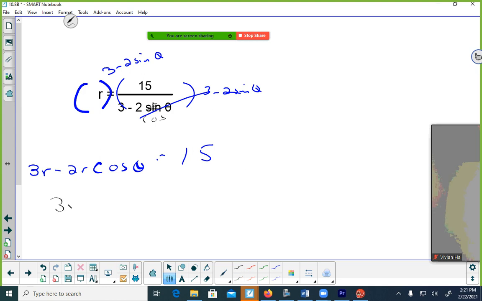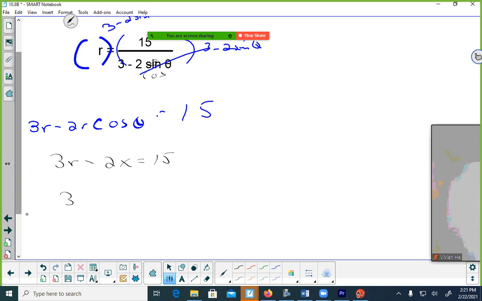So I'm going to have 3r minus 2x is equal to 15. Again, trying to get rid of that r. What should I do first? Put the 2x on the other side, because if I square it the way it's written, I'm going to have a middle term, and I don't want that. So I'm going to have 3r is equal to 2x plus 15, and then she said to square it.